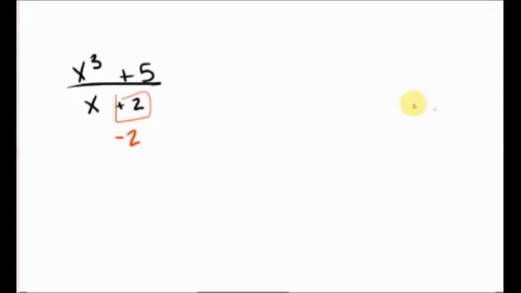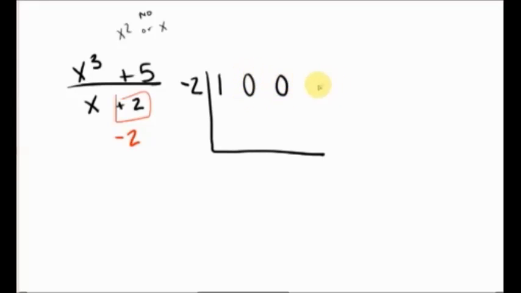Let's see. Here's a pretty short one. We've got x to the power of 3 plus 5 over x plus 2. You know, it's our negative number here. And so this is really a lot like the other one that we did a minute ago. We've got negative 2, we've got a 1, and there is no x squared or x value. So you'll put zeros in both of their places, and 5.